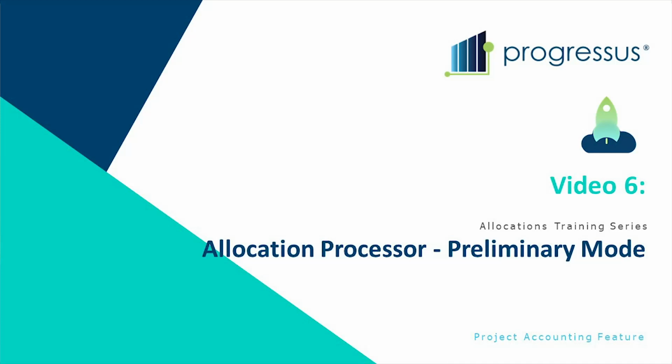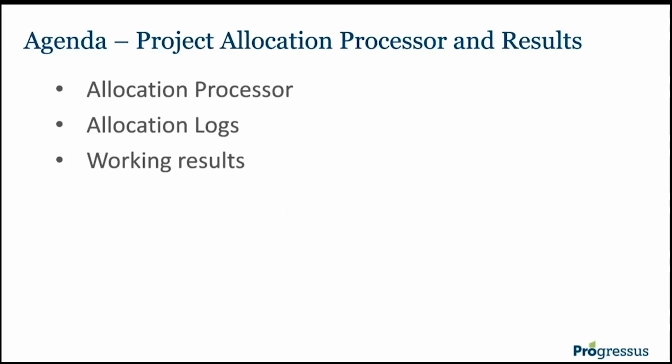In this video, we cover running the allocation processor and reviewing allocation logs to check for errors. We also open the working results to view the transactions that will be created during final mode. We filter the results and discuss how to tie these records back to entries in the project ledger entry page and the allocation method. We recommend viewing parts 1 through 5 in this video series prior to viewing part 6, as many of the core concepts we discussed here are covered in those videos.